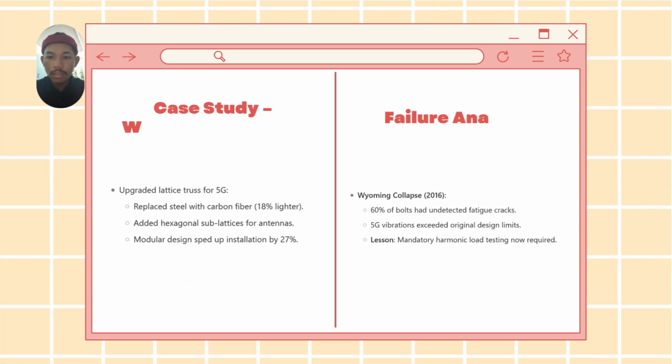For the case study, a great example of innovation is the Willis Tower's 2018 upgrade. To support 5G, engineers replaced steel with carbon fiber, cutting weight by 18%. They added hexagonal sub-lattices for antennas and used modular components, speeding up installation by 27%. This project shows how lattice trusses can evolve to meet modern demands.